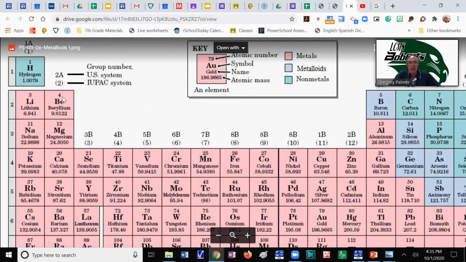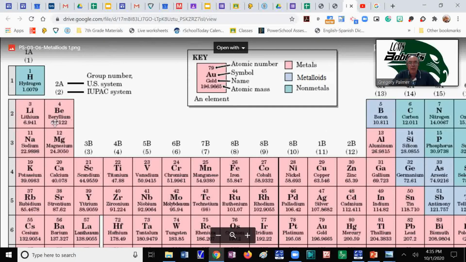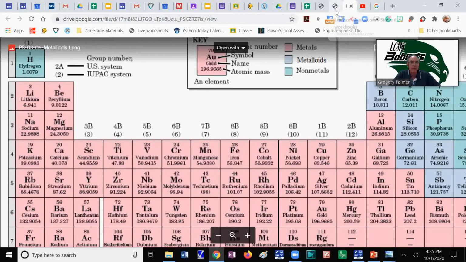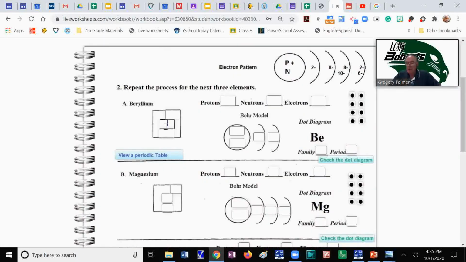Beryllium's right here. It has an atomic number of 4. We're going to round the mass off to 9. So the symbol is Be. Atomic number is 4. We're rounding the mass off to 9. That means we know that it has 4 protons. The number of neutrons, 9 minus 4, is 5.